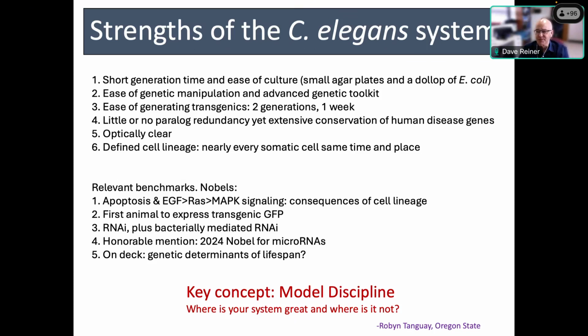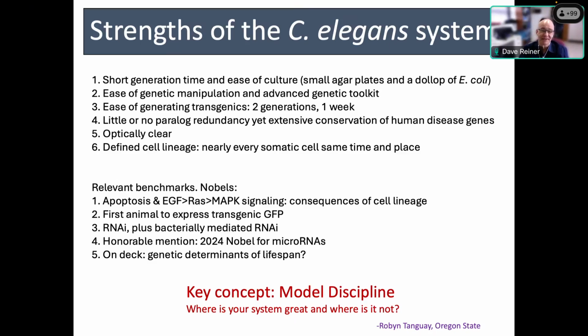As relevant benchmarks to give people some context, just arbitrarily, but Nobels as high impact discoveries. So apoptosis and the EGF-RAS MAP kinase pathway are consequences of that cell lineage and were one of the earliest major advances in C. elegans. The first animal to express GFP transgenically, RNAi, we can actually feed them RNAi, which is tremendously helpful. And of course, most of you are probably familiar that last year's Nobel was in microRNA. So they're major discovery advances. I'm going to put in a plug for Cynthia Kenyon on the genetic determinants of lifespan, which I think was also a major advance.